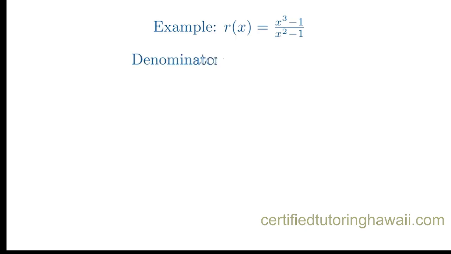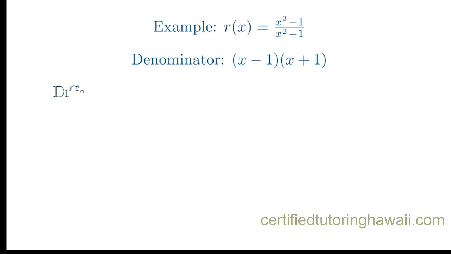Consider the function r of x equals x cubed minus 1 divided by x squared minus 1. Our function is r of x equals x cubed minus 1 over x squared minus 1. Remember, the first step is always to factor the numerator and denominator completely. The denominator, x squared minus 1, is a difference of squares and factors into x minus 1 times x plus 1. The numerator, x cubed minus 1, is a difference of cubes.